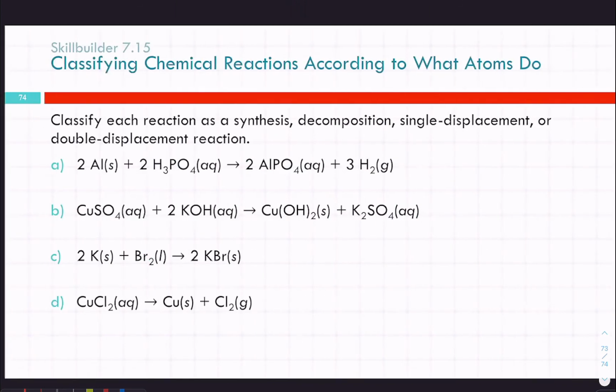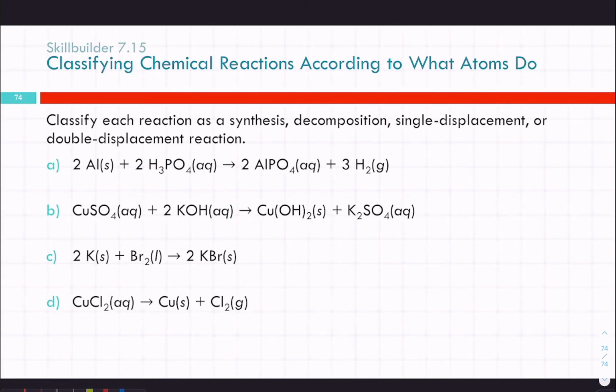And I think this last one is, oh yeah, we can go through these real quick. So A, B, C, D: synthesis, decomposition, single displacement, double displacement. For A, single displacement. We're taking the hydrogens here and swapping them with aluminum. So we get aluminum phosphate and then hydrogen. So single displacement.